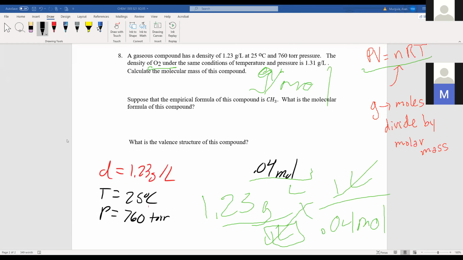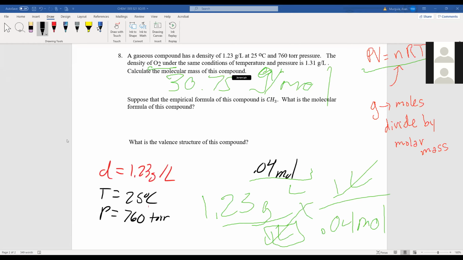30.75. 30.75. Anybody get anything different? Everybody good? Are we on the same page?